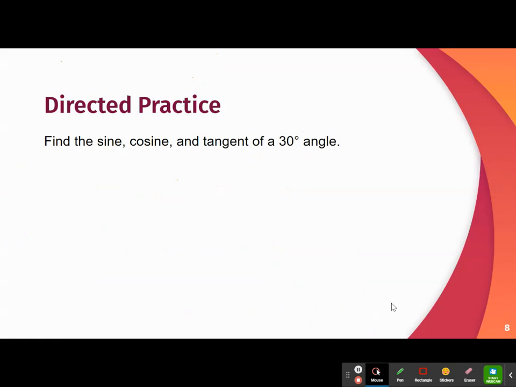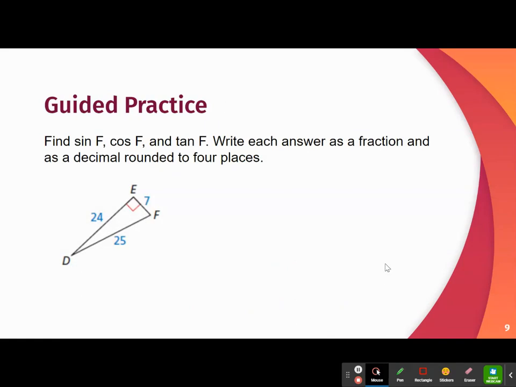All right, here's your next one. First, you need to fill out the missing numbers. 24, 7, and 25. And it says find sine of f, cosine of f, and tangent of f. Write each answer as a fraction and as a decimal rounded to 4 places. Okay? All right, so go ahead and work that out with your partner.